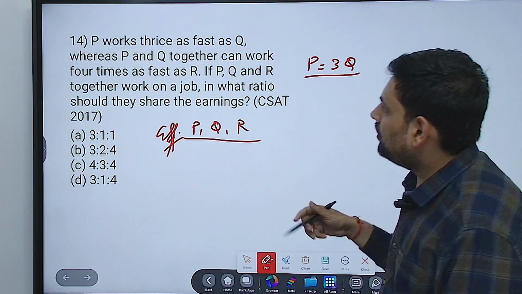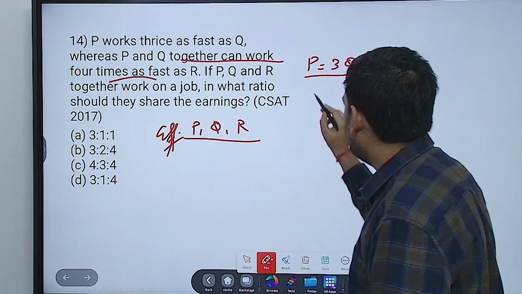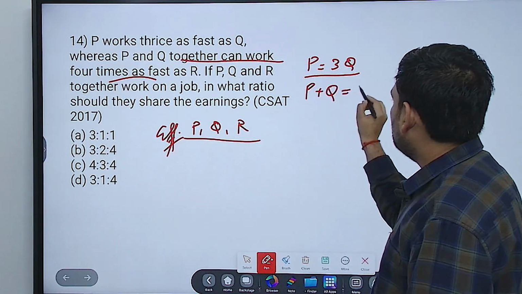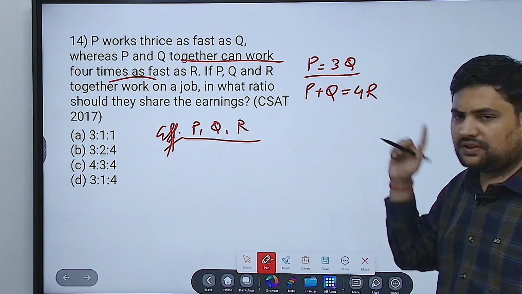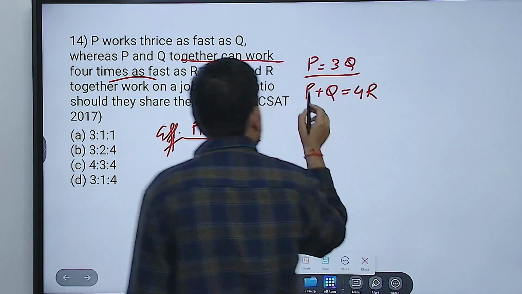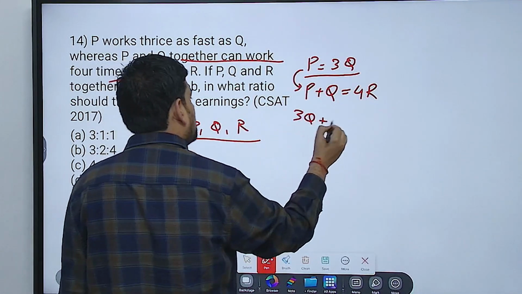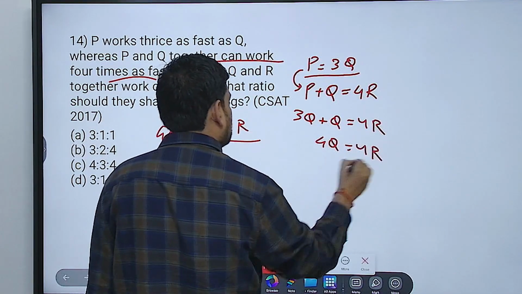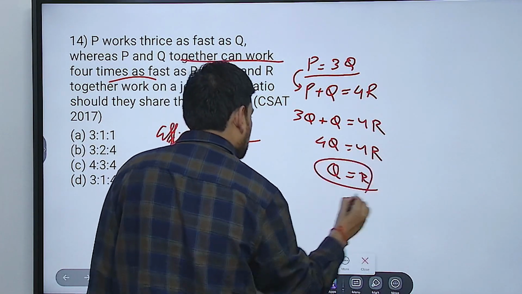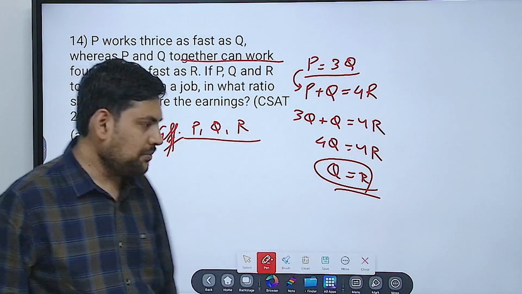Now, next is what? Whereas P and Q together can work 4 times as fast as R. So, P plus Q is equal to 4 times the efficiency of R. Now, instead of P, I put this 3Q. So what I get? 3Q plus Q is equal to 4R, or 4Q is equal to 4R, or Q is equal to R. Correct? So Q and R efficiency became equal.